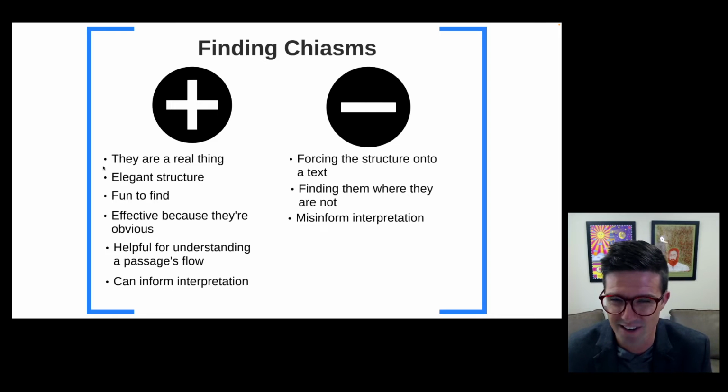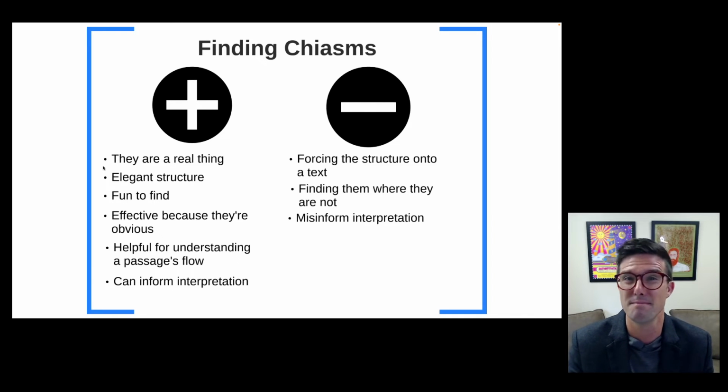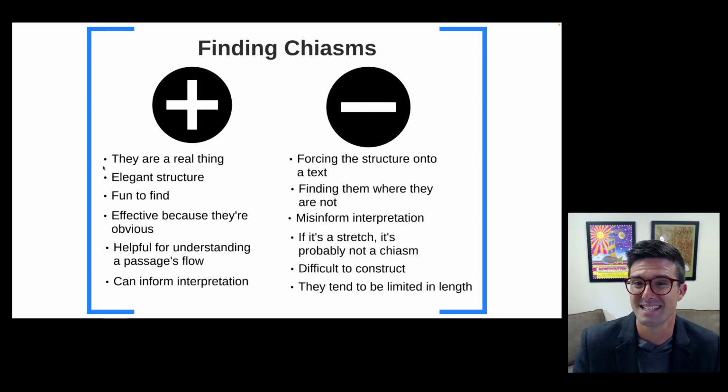We sort of force our attention onto something that may not deserve quite as much attention as the author meant it to. And so the last few principles here, to mitigate against this parallelomania, or finding chiasms everywhere, is that if it's a stretch, if you're looking at a passage and you think, oh, this could maybe be a chiasm, but it's a stretch in this way and that way, then it's probably not a chiasm.